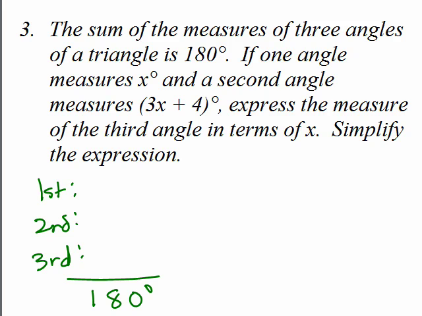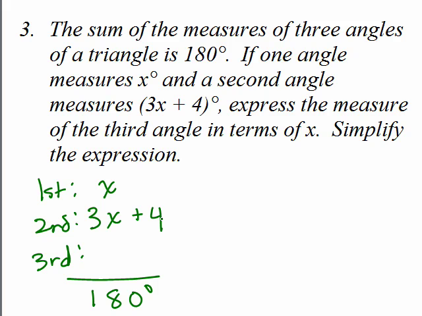Right, number 3 is similar, but it's a little bit more complicated than the previous two problems. The sum of the measures of 3 angles of a triangle is 180 degrees. If one angle measures x degrees and a second angle measures 3x plus 4 degrees, express the measure of the third angle in terms of x and simplify the expression. Well, now we're talking 3 angles that add up to 180 degrees. So for instance, they're telling us that the first angle is x, right? And the second angle is 3x plus 4.